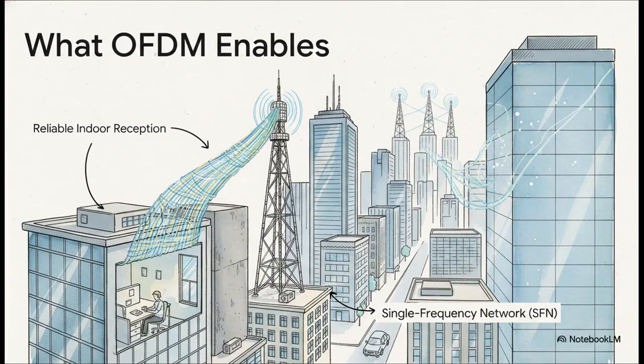So what does switching to all those little roads, to OFDM, actually get you? Well, because the signal is spread out, it's way more resistant to multipath interference. That's when the signal bounces off buildings and causes ghosting or just complete dropouts. This is what finally makes reliable reception on a phone or deep inside a building possible, two massive weak spots for ATSC 1.0. It also makes something called single-frequency networks, or SFNs, a really practical and powerful option.